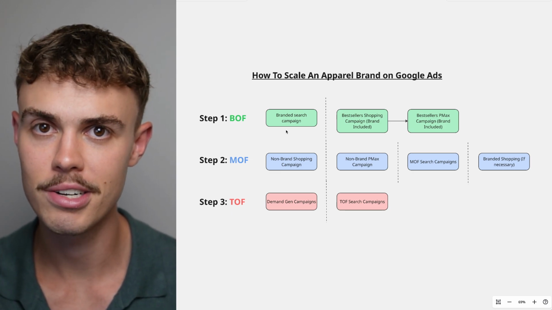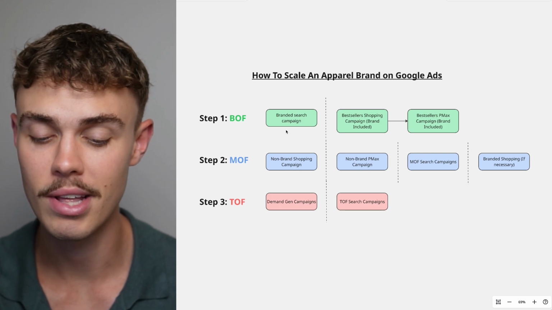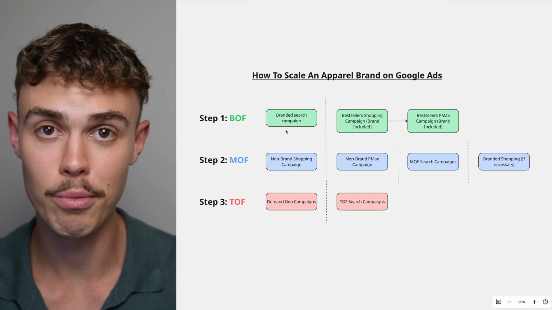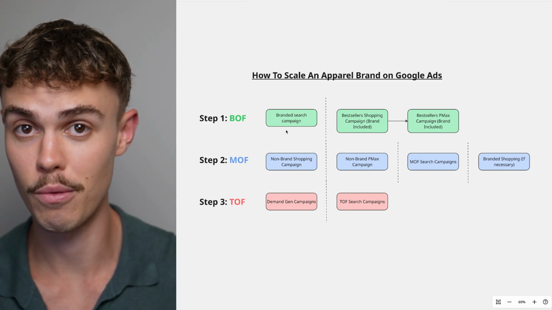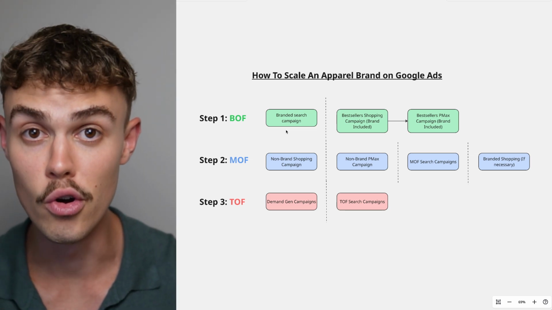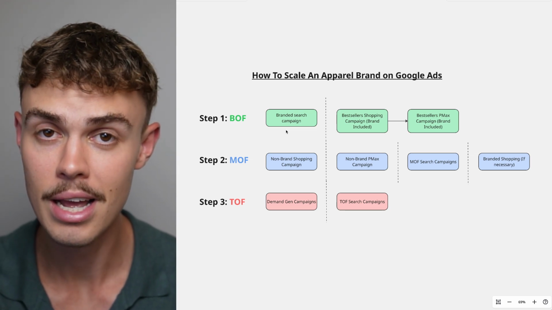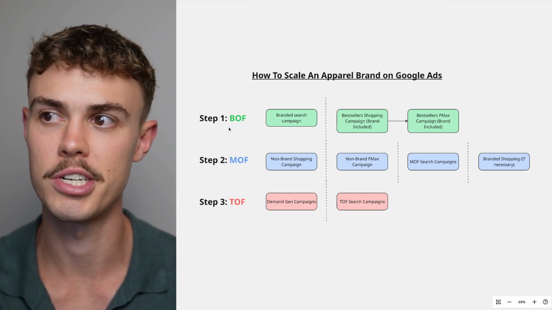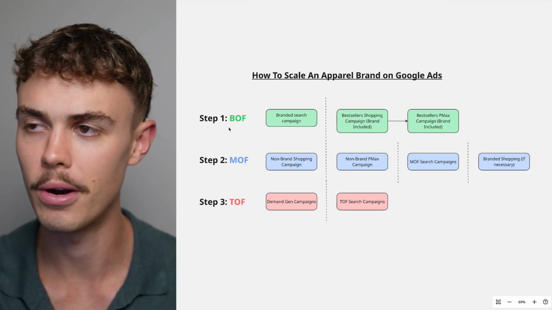If you don't have branded search campaigns or branded shopping campaigns for that matter, you will be giving up all of your potential ad real estate to competitors when customers search for your brand name. And you'll also be throwing away an enormous amount of highly valuable data that you could be feeding back into your algorithm. So you'll notice here that I've labeled step 1 as BOF. So that stands for bottom of funnel.